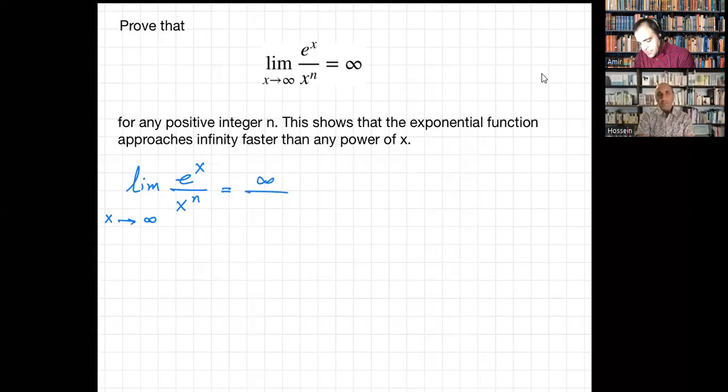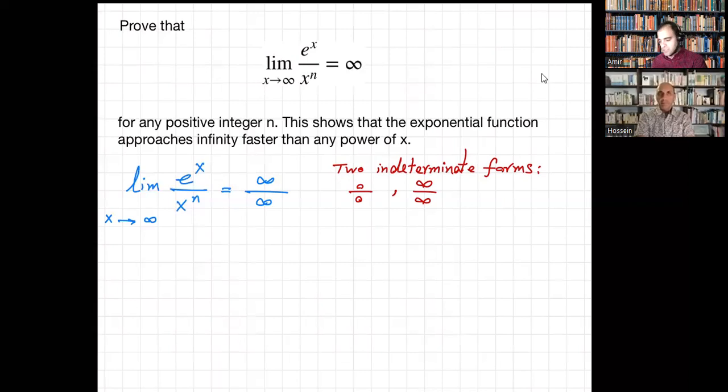The numerator is infinity and the denominator is also infinity. So we have an indeterminate form. We have two famous indeterminate forms: one is 0 divided by 0, and another one is infinity divided by infinity. When we have one of these indeterminate forms, we can use L'Hôpital's rule.